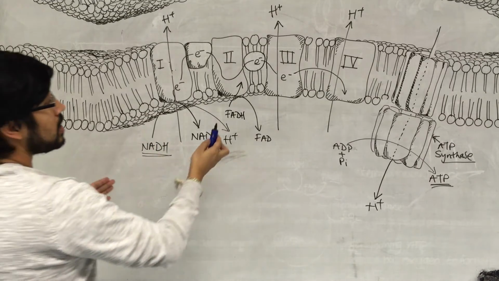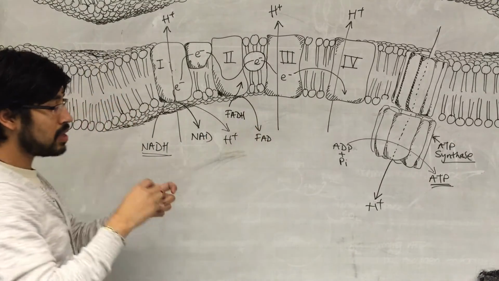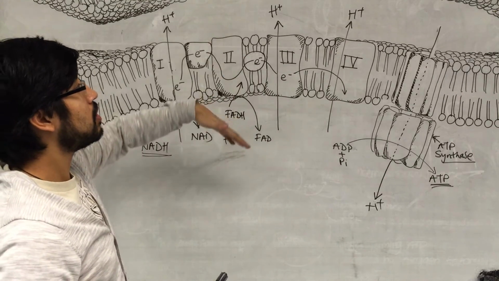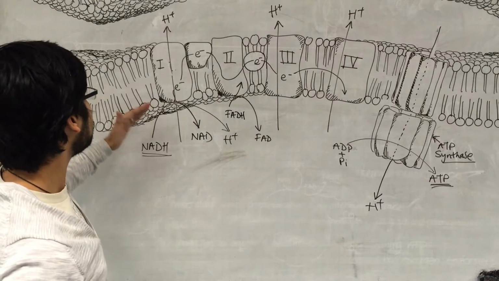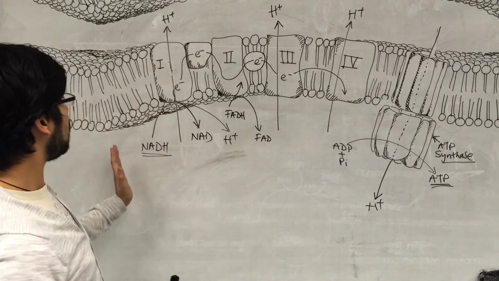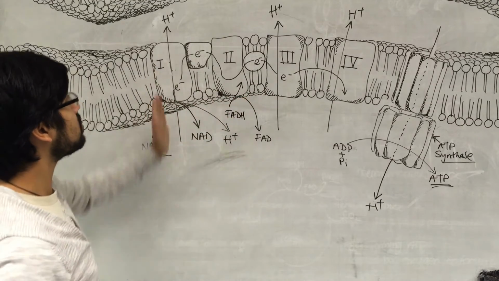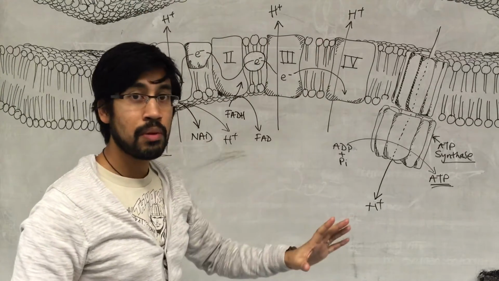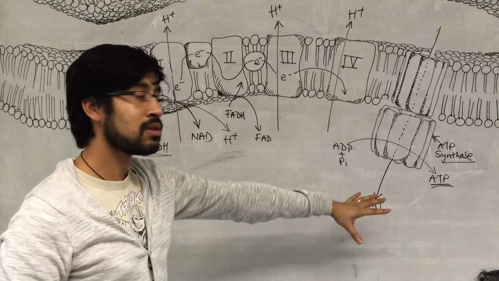So in effect, FAD doesn't result in the pumping of as many protons as NAD does. I hope you can see that. Because NAD adds its electrons earlier in the electron transport chain, it results in more proton pumping, and therefore it contributes to more ATP production.